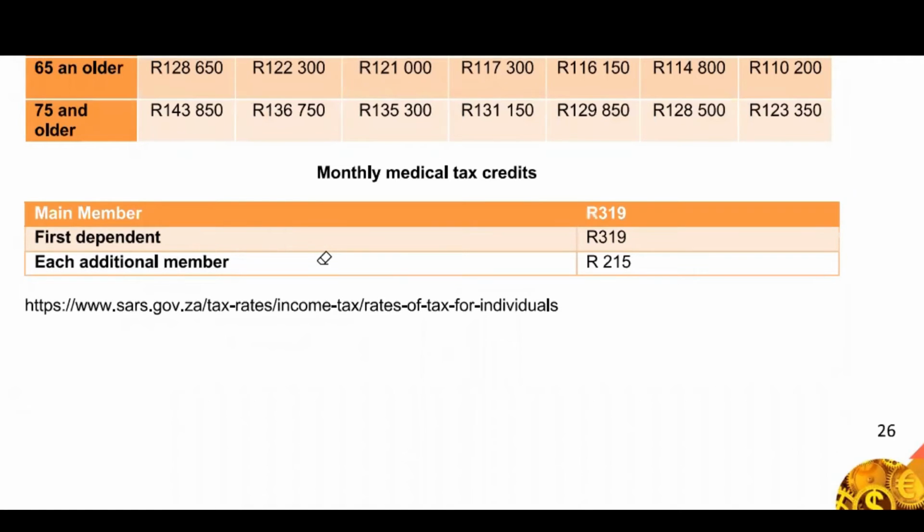So they have 4 people. Simply meaning the main member, Mrs. Ndlovu, will take one amount. Also, the first dependent will take another amount. Each additional member will take 215. So those 2 people will share the same amount, plus the other 2 remaining. Everything has to be multiplied by 12 because it's annual.